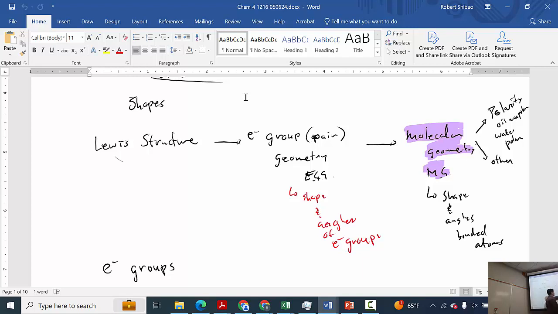The EGG gives us an indication of the shape overall and the angles of these electron groups. And then from the EGG, we figure out the molecular geometry, or the MG. And this is ultimately what we want, because this is going to be the shape and the angles of the bonded atoms, or the molecule itself. From the molecular geometry, we can figure out things like polarity. You know, oils are non-polar, water is polar. What makes them polar?